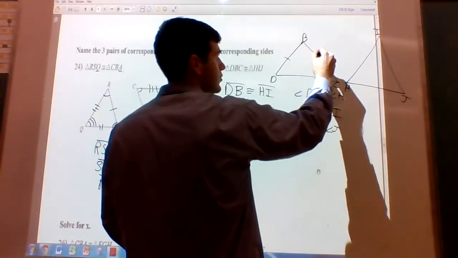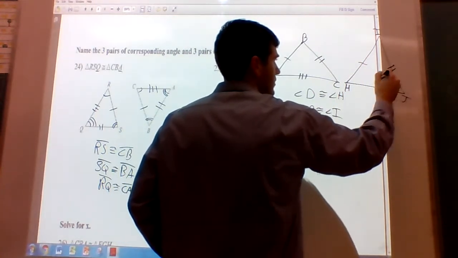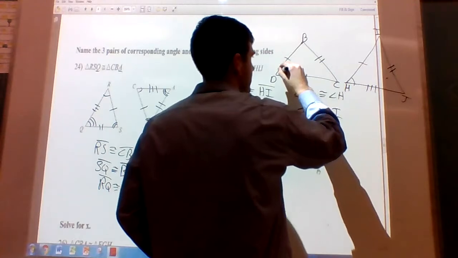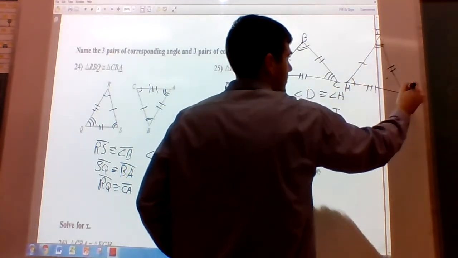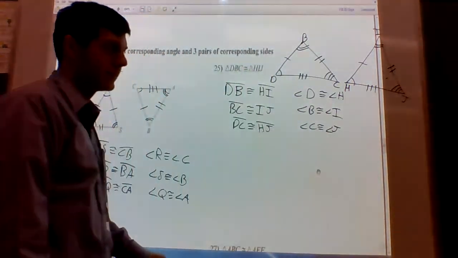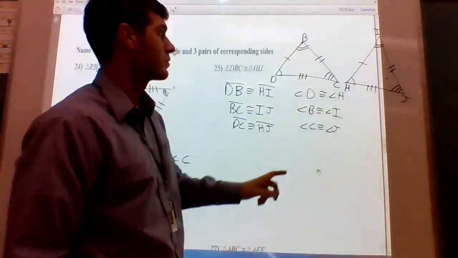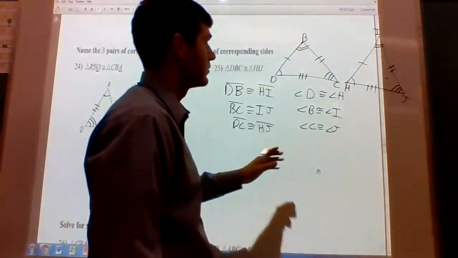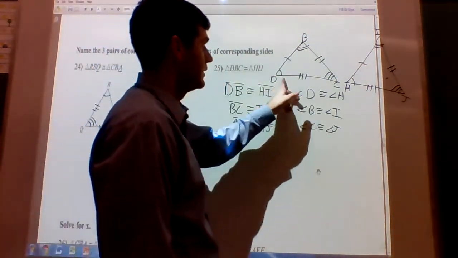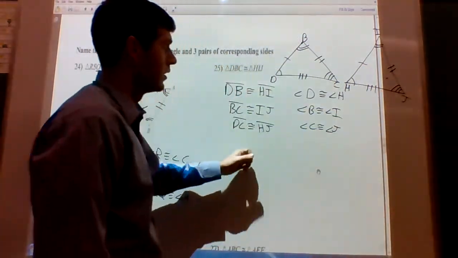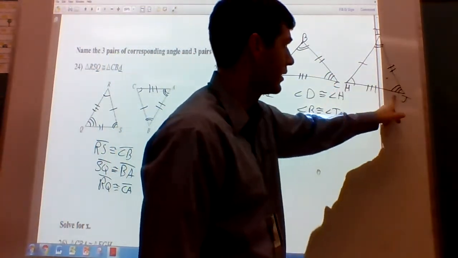And just know, since you drew them in the same order, all the angles and sides that you drew are going to be congruent in that same order. So then you can look at your diagram and go, okay, DB is congruent to HI. Right? BC is congruent to IJ. DC is congruent to HJ. Angle D is congruent to angle H. Angle B is congruent to angle I. And angle C is congruent to angle J.